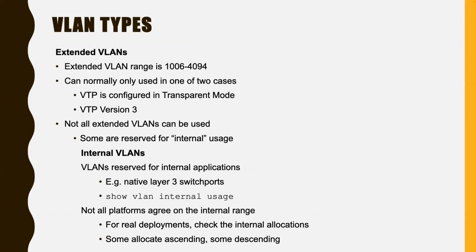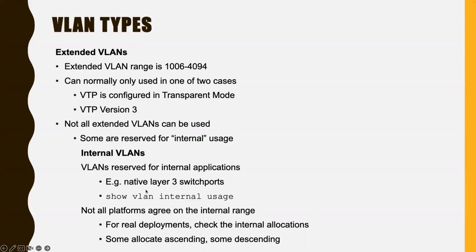For example, if between a server and a client there is a transparent mode switch, it can relay whatever it has learned from the server towards the client. These extended VLANs can be used with VTP version 3. Out of this extended VLAN range, there are certain VLANs reserved for internal usage also.